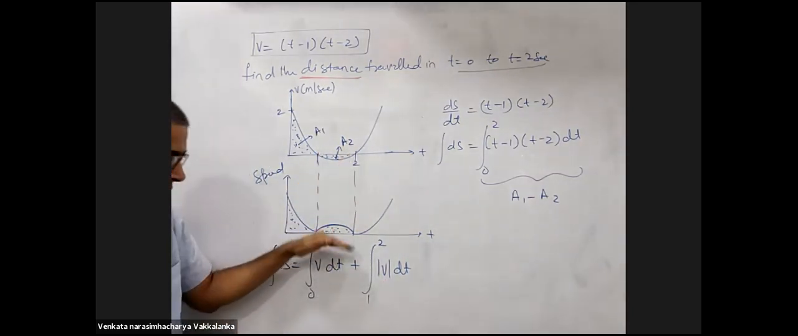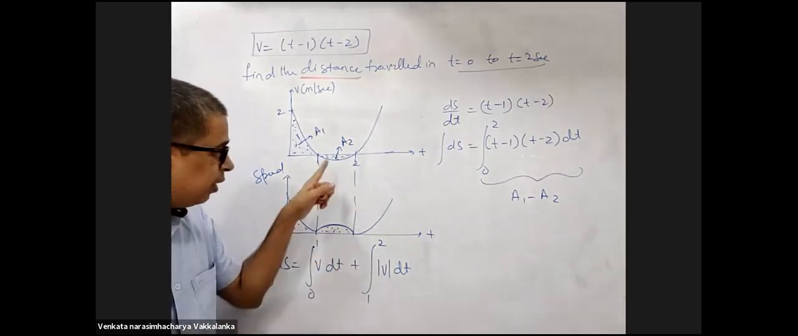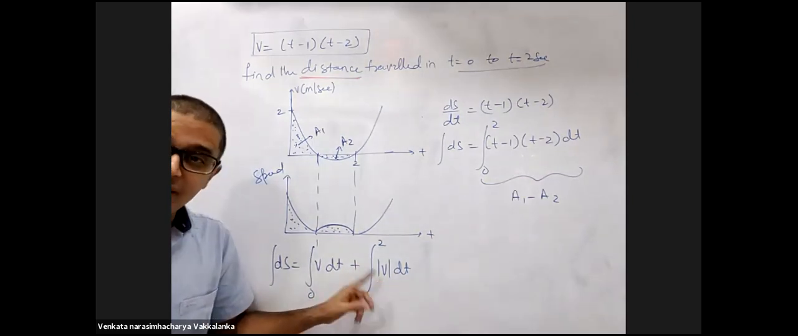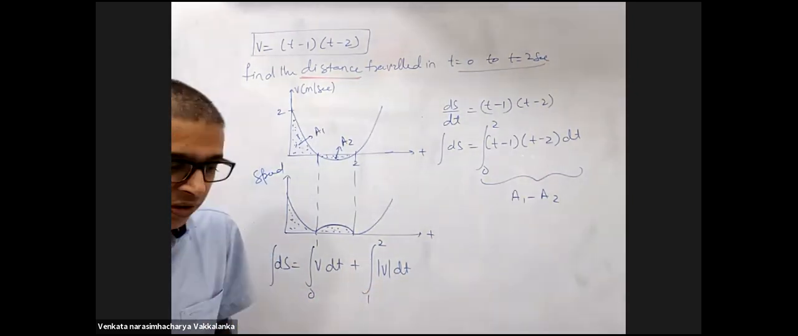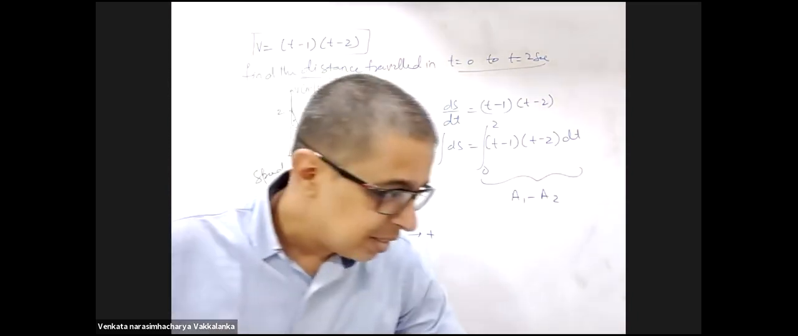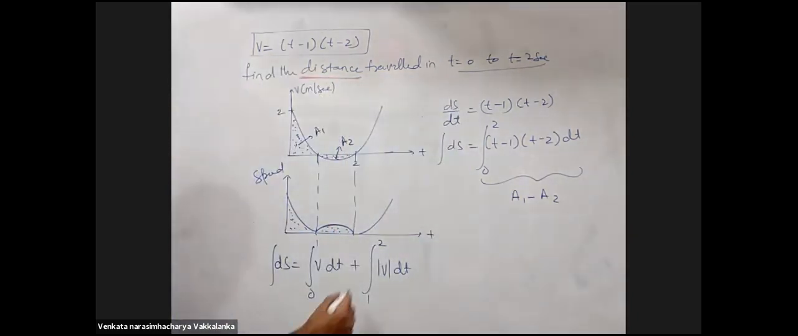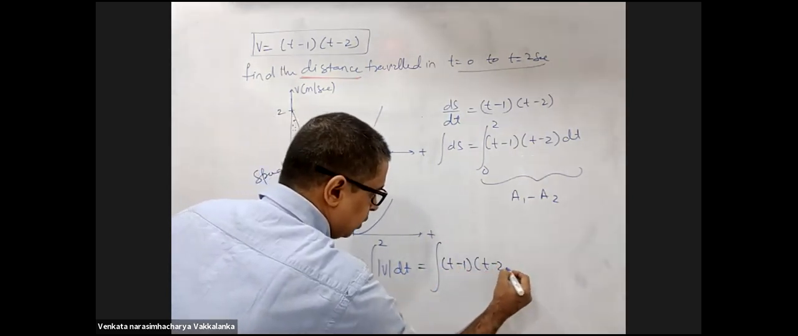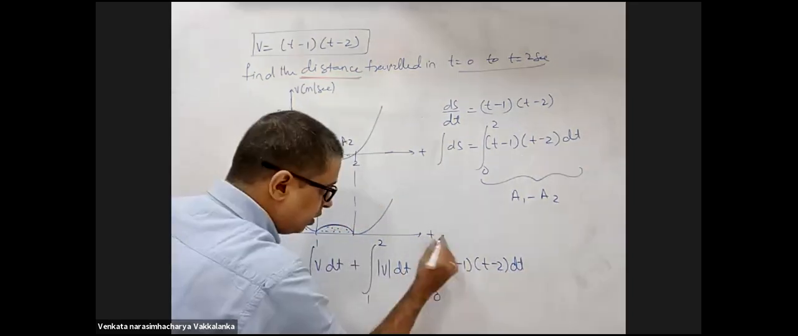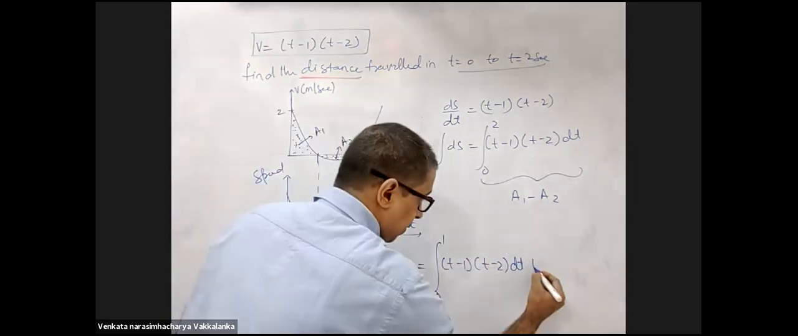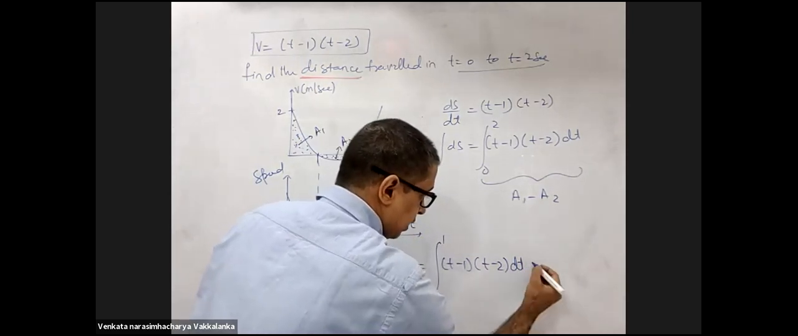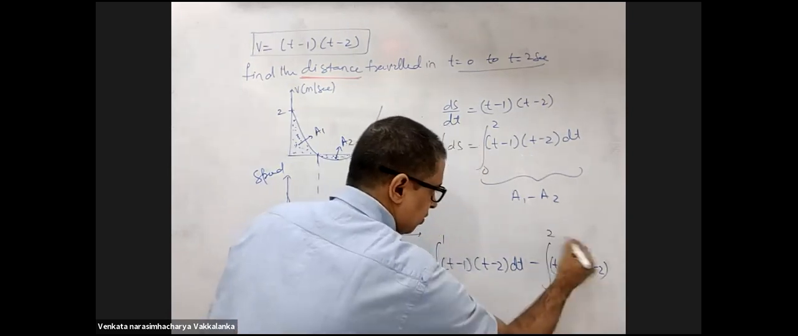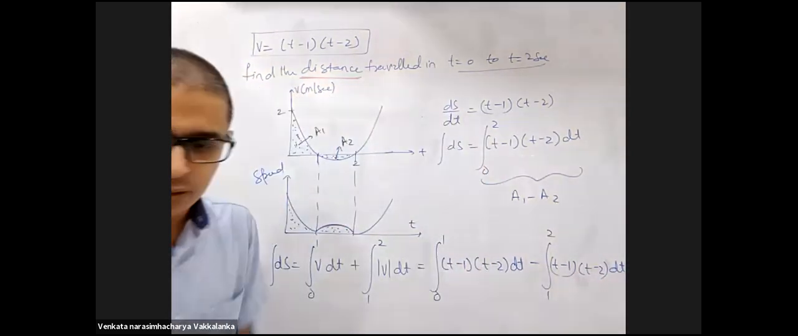From 1 to 2, I want the graph to come above. I know velocity is negative. Put a negative sign in front of it. It will become positive. I am taking mod of the function. Right? Till here, is it clear? Now this will be integral of t minus 1 into t minus 2 dt from 0 to 1 second, plus, sorry, minus integral of t minus 1 into t minus 2 from 1 to 2 seconds. Hope that part is clear.